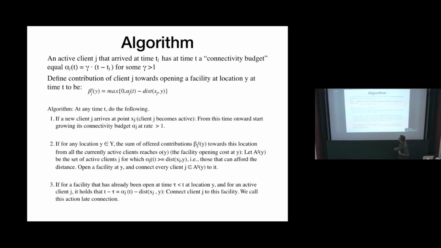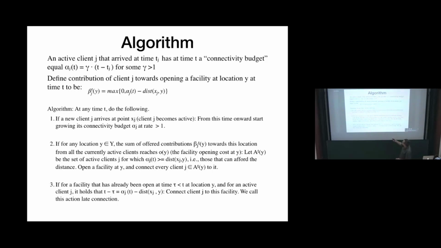Okay. So here's small font, so maybe you don't want to read it all. Those of you who know the JMS algorithm, so Jain and Mahdian and Saberi. So the idea is that these clients will grow some kind of dual budgets. Here I call it the connectivity budget of a client, but actually this client arrives and then time flows, and this client will experience having more and more budget, and this budget can be used for connectivity, but it can also be used for paying for opening a facility.